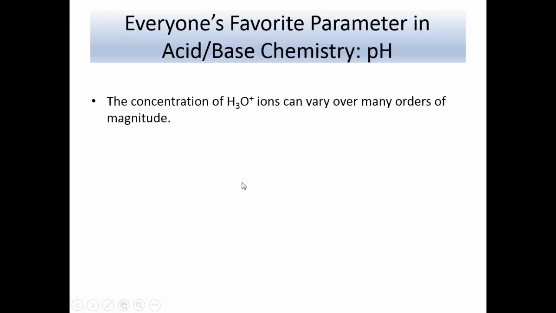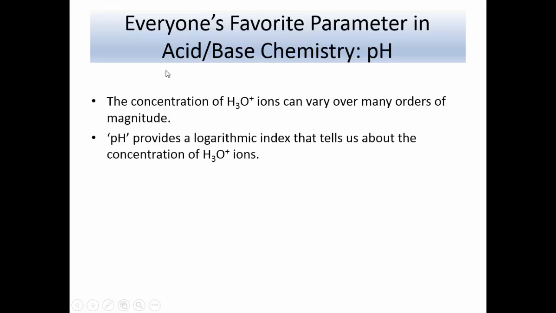Now let's define the parameter pH. The concentration of hydronium ions can vary over many orders of magnitude. It's something that makes water very interesting, and why a lot of chemical reactions are controlled by the concentration of these ions. When you have a number that can vary over many orders of magnitude, it's quite common to talk about that number in terms of the logarithm of it. So that's what the pH does. It's a logarithmic index of the concentration of hydronium ions.